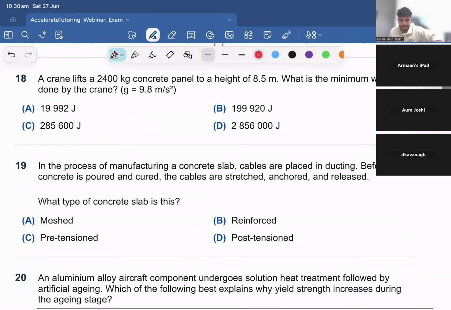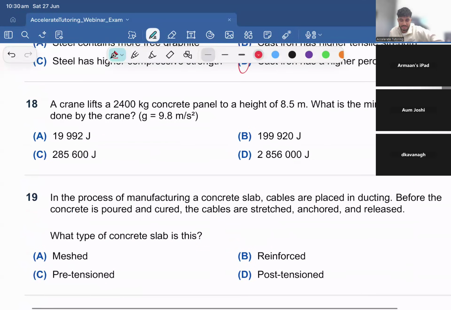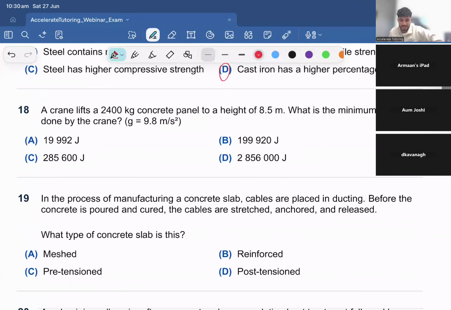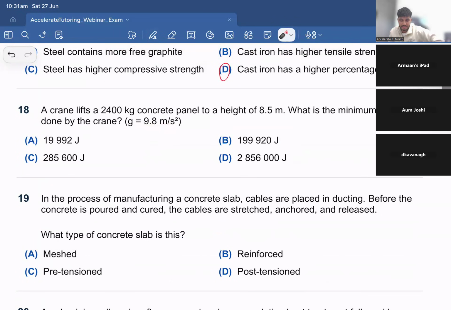Wonderful. All right, we're smashing through these. Question 18. A crane lifts a 2400 concrete panel to a height of 8.5 meters. What is the minimum work done by our crane? A key thing to note for this question is that it says use gravity as 9.8. Your teachers would have taught you at school to assume that gravity is 10. Whenever the question specifically gives the gravity value, please use that.